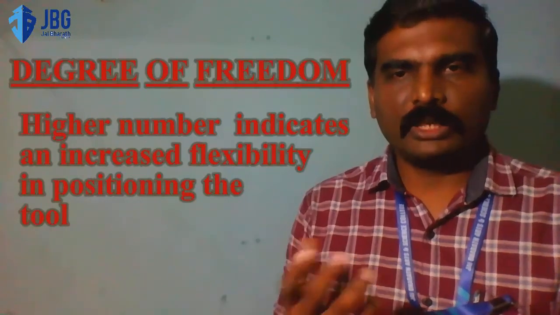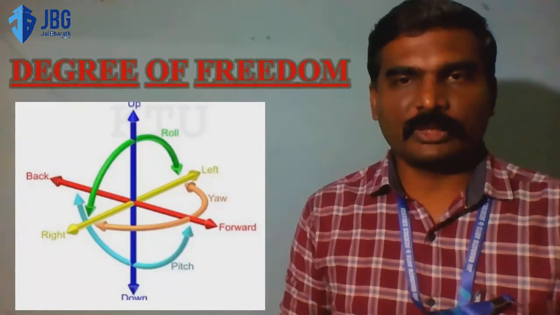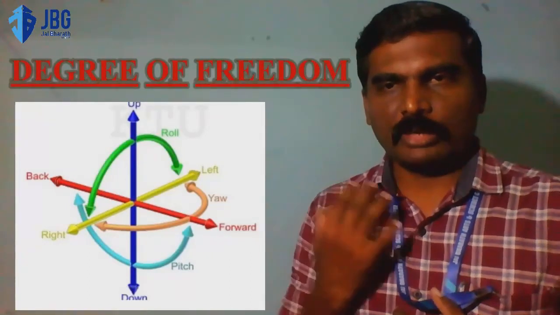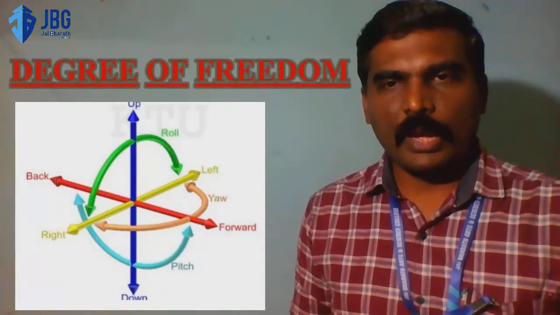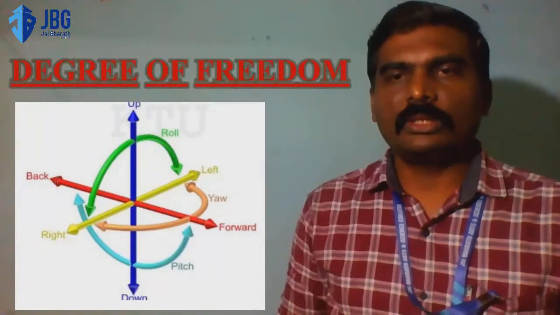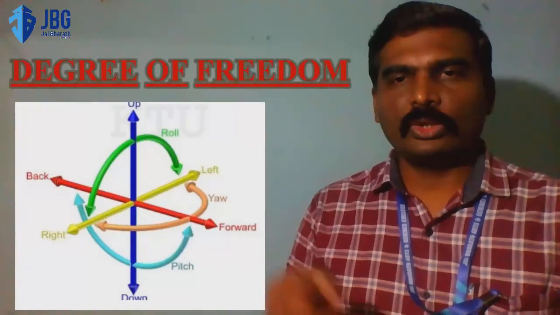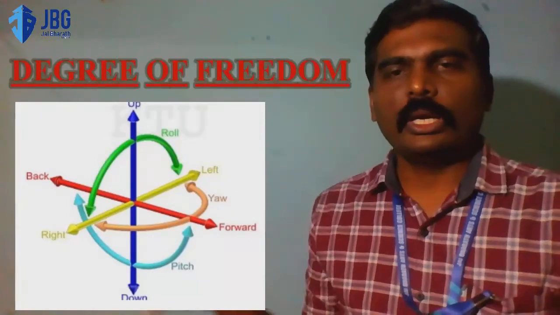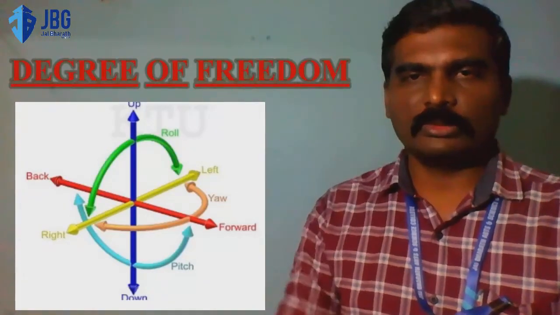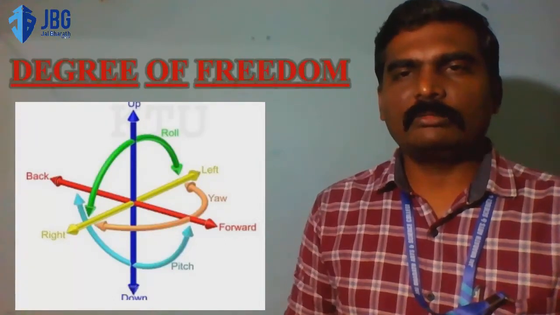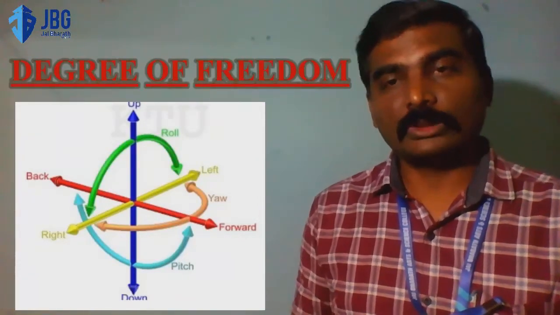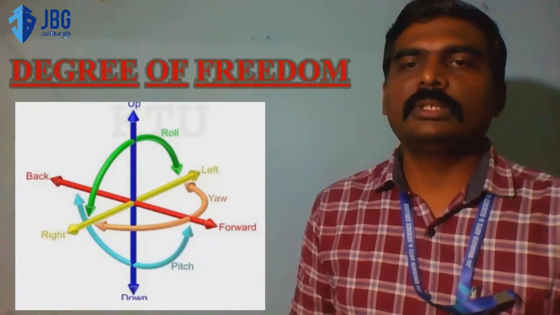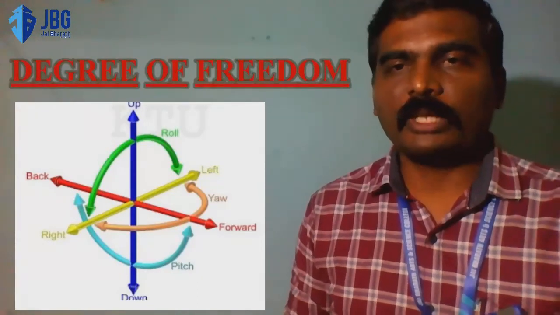For example, if we have 6 degrees of freedom, one for forward and backward, second one for up and down, third one left and right, fourth one rolling, fifth one yaw, and the last one pitching. So mainly our hand is with 6 or 7 degrees of freedom. If we have more degrees of freedom, it becomes more flexible.